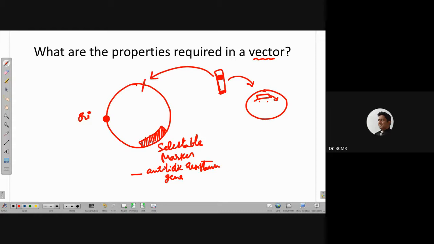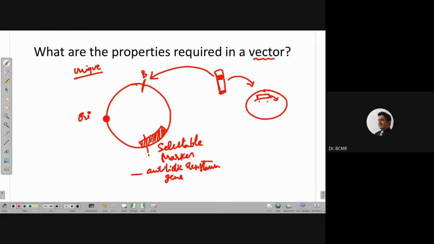That means we should have some way of cutting the DNA, say, for example, BamH1. And these sites should be unique. When I say unique, it means that BamH1 should not be somewhere else. So the restriction site should be there and they should be unique. That means there should be only one of those restriction sites within the whole of the vector.